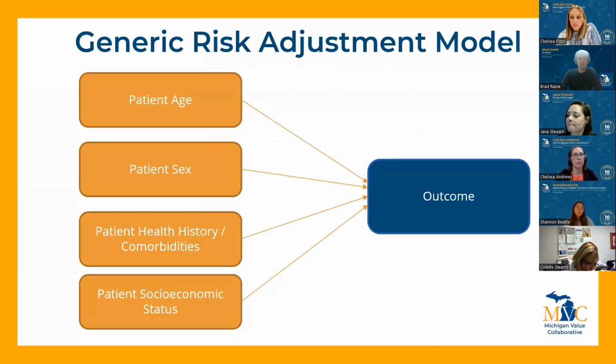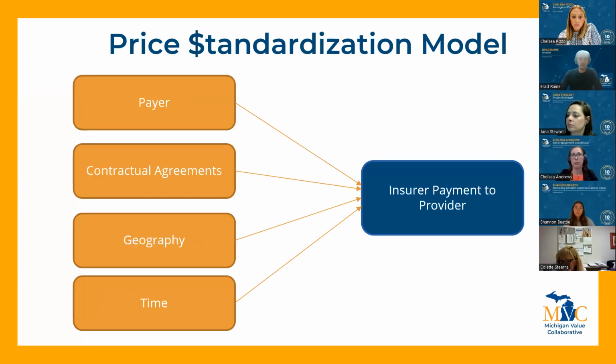For our risk adjustment model, we take into account the following: patient age, patient sex, patient health history or comorbidities, and patient socioeconomic status. And then in terms of price standardization, we take into account things such as the payer, any contractual agreements, geography, or time.